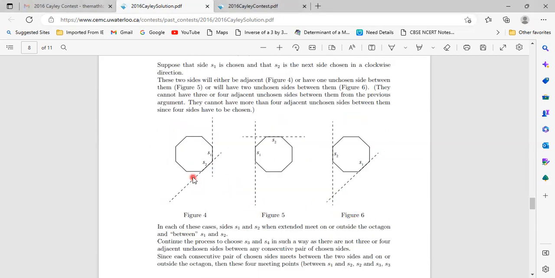So now they are just going to combine the results. They are going to extend their sides and see whether we would be able to create a quadrilateral or not.